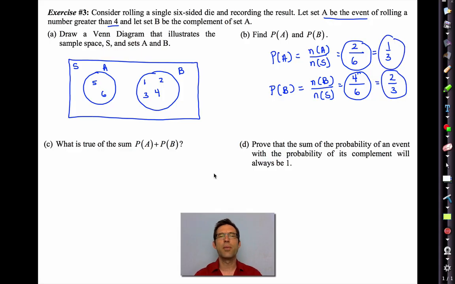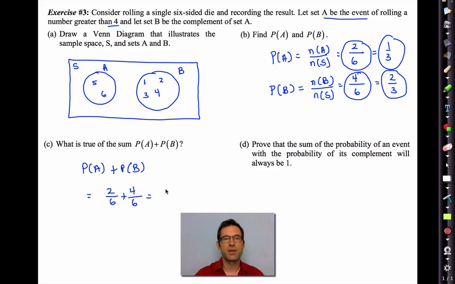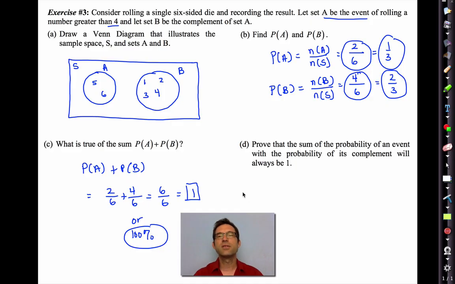Now letter C says, what is true about the sum P(A) plus P(B)? Go ahead and figure that out. Use either the reduced forms or the unreduced forms. Well, what you should have found was that P(A) plus P(B) will be 2/6 plus 4/6. Oh, well, we have a common denominator, and 6/6 is 1, or 100%, right?